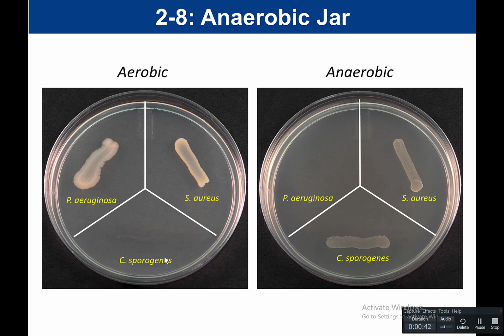If we look at Clostridium sporogenes, it did not grow aerobically. It's not there aerobically, but it did grow anaerobically. So Pseudomonas grew only aerobically, Clostridium grew only anaerobically, and Staph aureus grew under both conditions. And so let's talk about what those terms are.